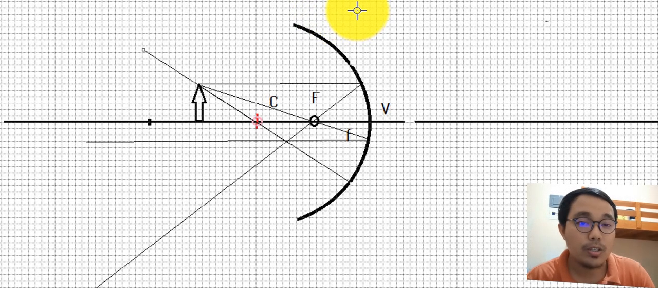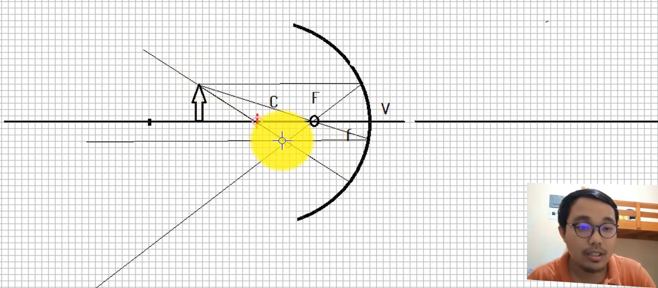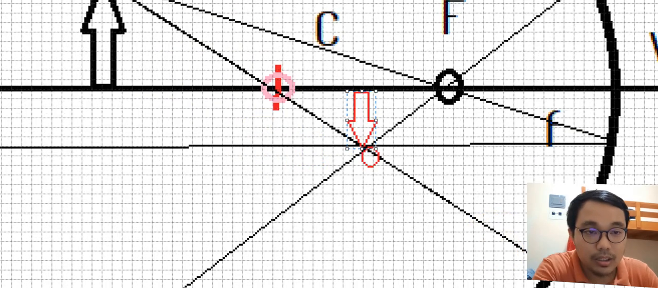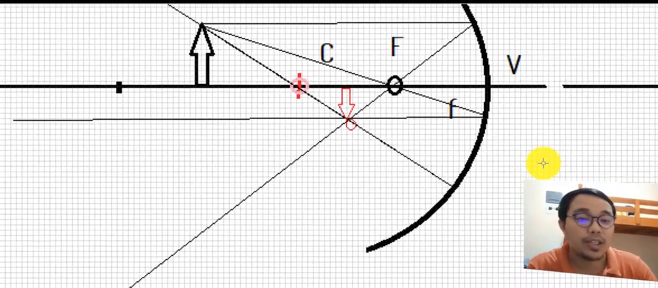Alright, now the question is, where is our image? Well, our image is formed at the intersection of all reflected rays. Where is our reflected ray? Where is that point? This is our point. So it follows now that our arrowhead must be here. Therefore, my arrowhead will come from here. That's our image. An inverted one.